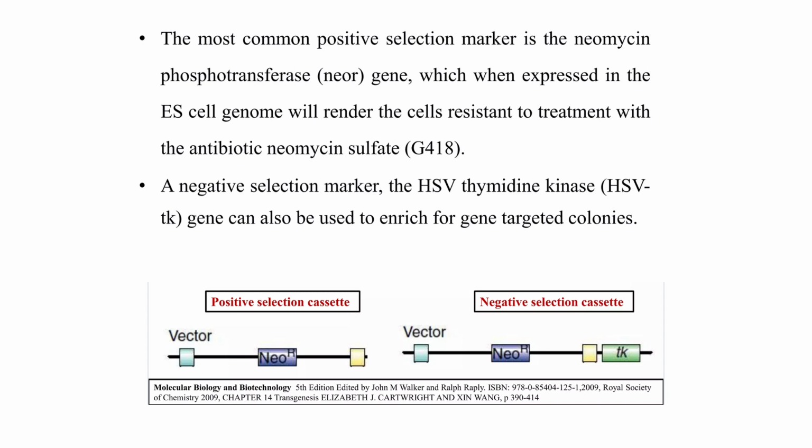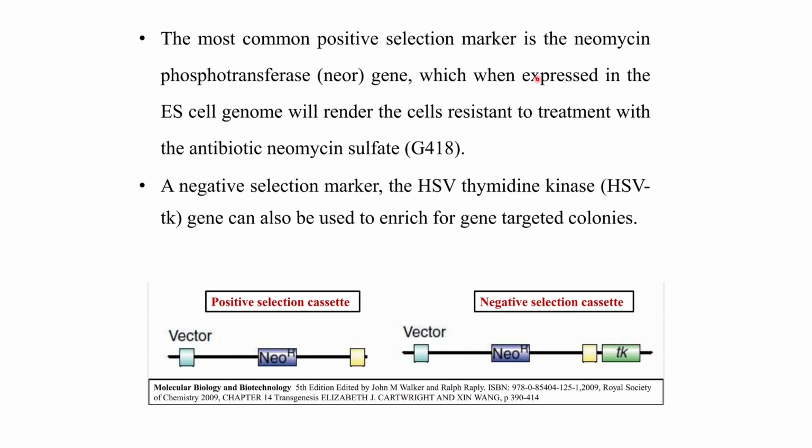And apart from positive selection, negative selection also allows for the enrichment of cells that have undergone the desired genetic modification while eliminating the cells that have not been modified. So this selection process ensures a higher likelihood of obtaining cells with the intended gene knockout.